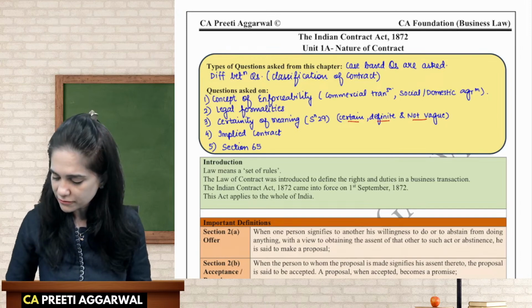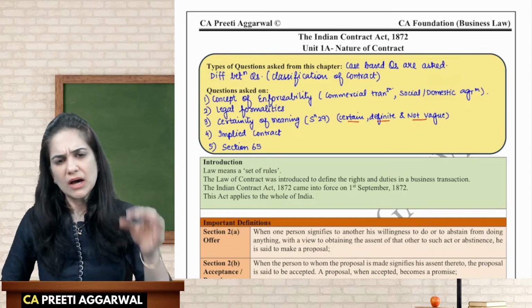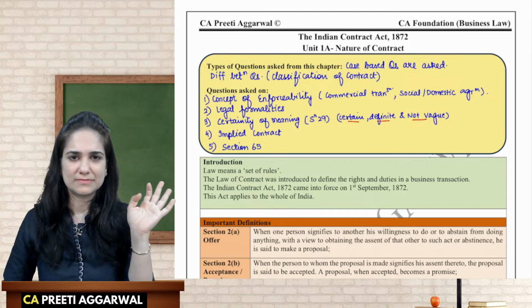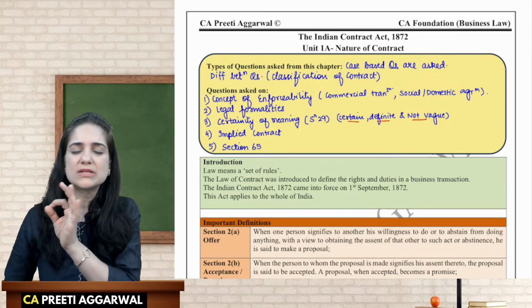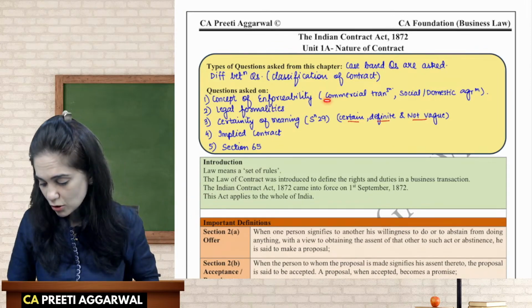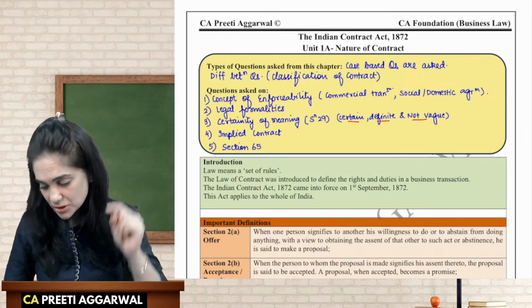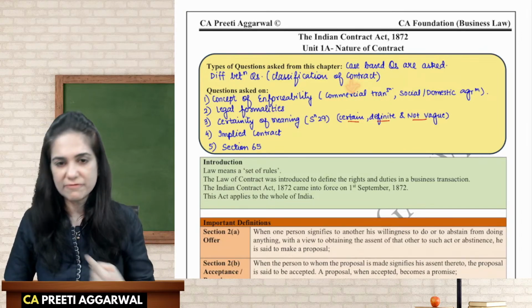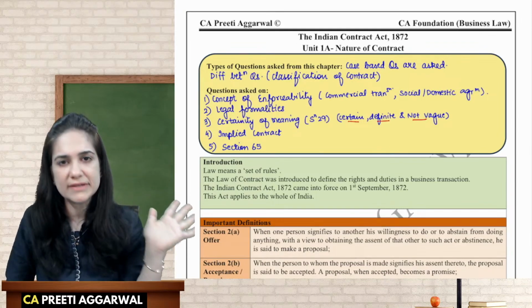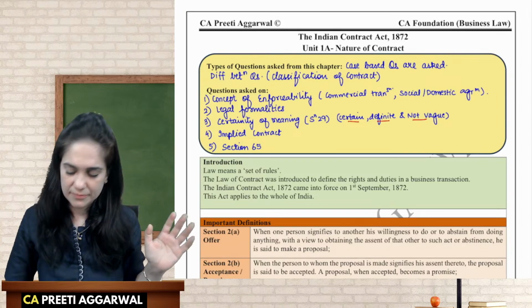In case of social or domestic agreements, there is no assumption. We don't assume that parties intend to create legal relation. But in case of a commercial transaction, okay, where money is involved, we assume that there is intention to sue. If one party defaults, other party can take action. इस concept पे बहुत सारे questions आते हैं.